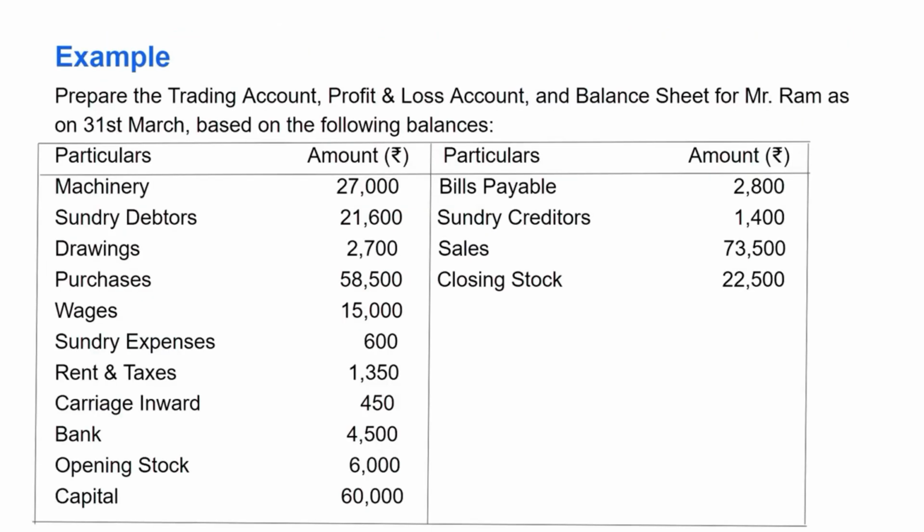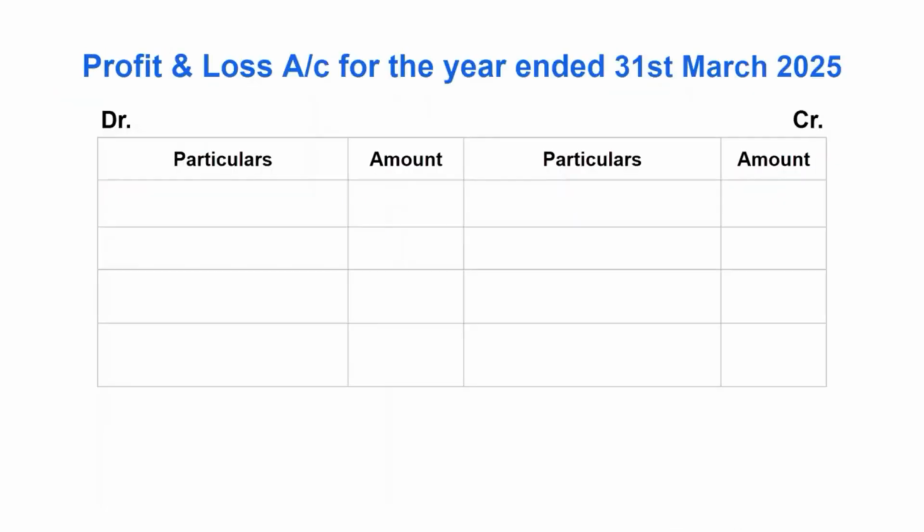Next, sundry expenses 600. Sundry expenses is an indirect expense, so we record it in the profit and loss account. That is, it is an expense, so it is on the debit side in the profit and loss account. Let's see how we'll record it. This is the format of the profit and loss account, that is, profit and loss account for the year ended 31st March 2025. Debit side and credit side. Particulars, amount. And we record sundry expenses on the debit side because it is an indirect expense.